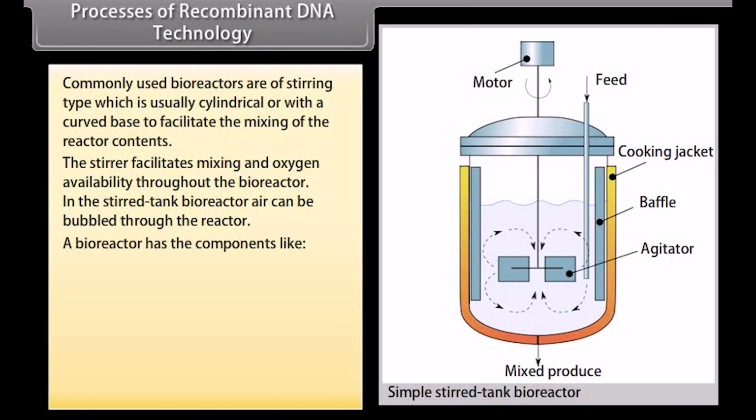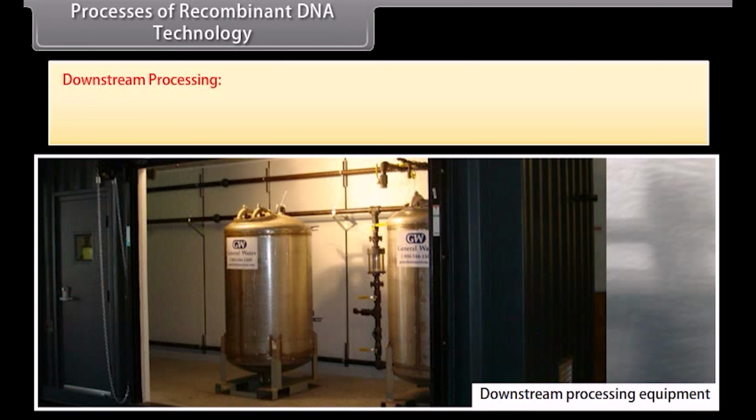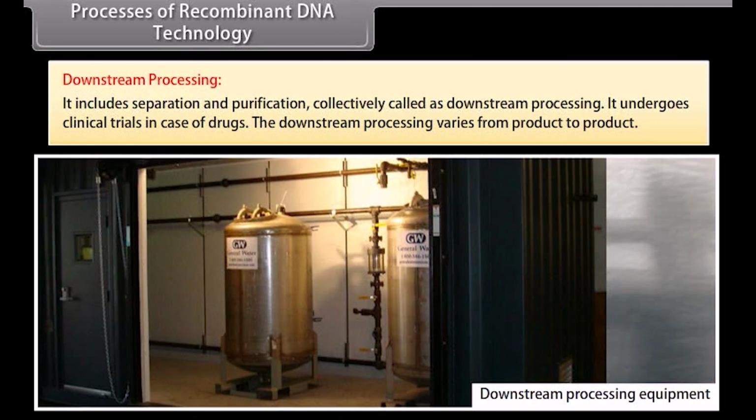A bioreactor has components like an agitator system, an oxygen delivery system, foam control system, temperature control system, pH control system, sampling ports. Processes of recombinant DNA technology. Downstream processing. It includes separation and purification, collectively called downstream processing. It undergoes clinical trials in case of drugs. The downstream processing varies from product to product.